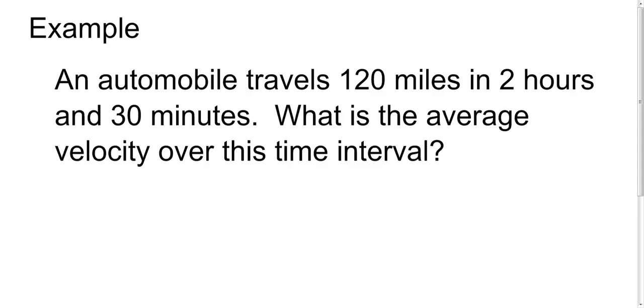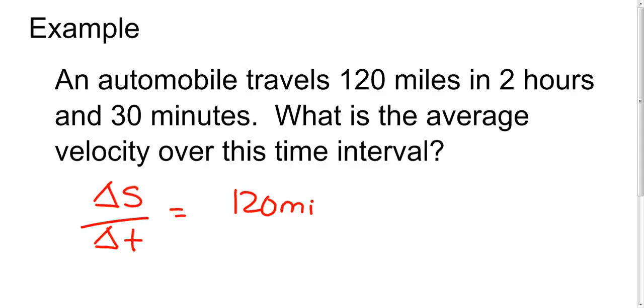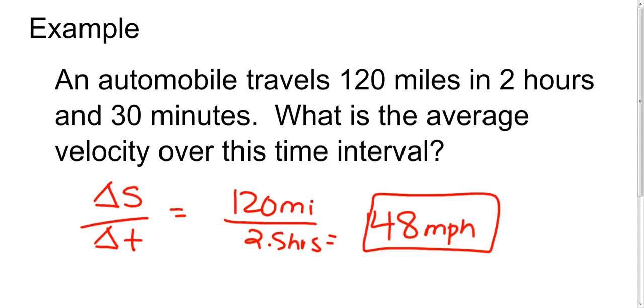Okay, so in this first problem, it tells you that an automobile travels 120 miles in 2 hours and 30 minutes. Again, average velocity is the change in distance or position over the change in time. In this case, my change in position is 120 miles. It moved a distance of 120 miles, so that's going to be 120 miles over the change in time. Here, the change in time was 2 hours and 30 minutes, or 2.5 hours. That means that if I divide this out, my average velocity, which you can see is a miles per hour kind of a thing, is 48 miles per hour.